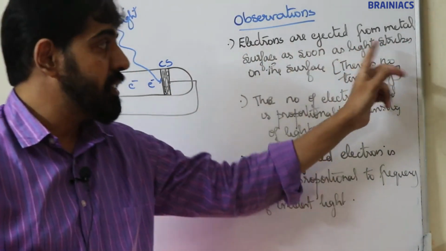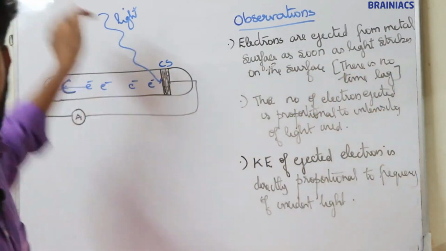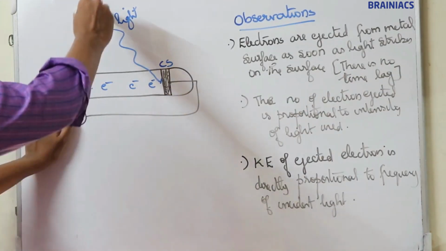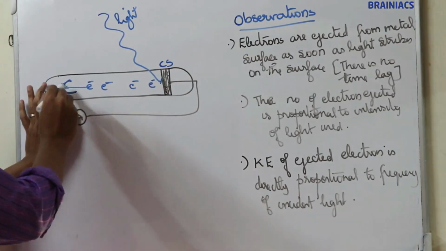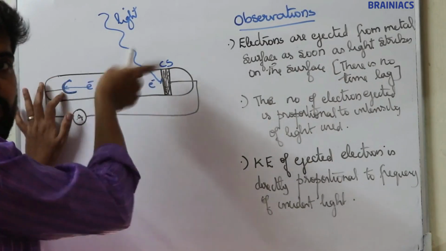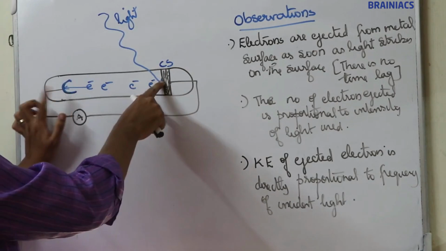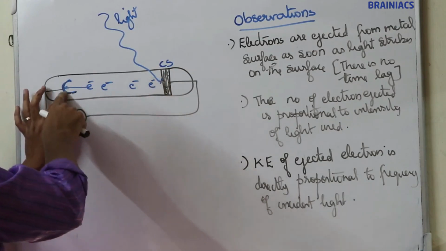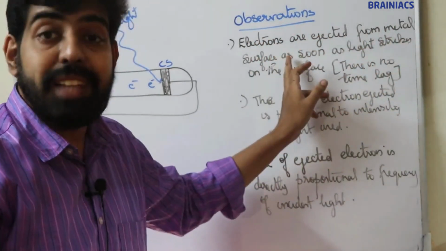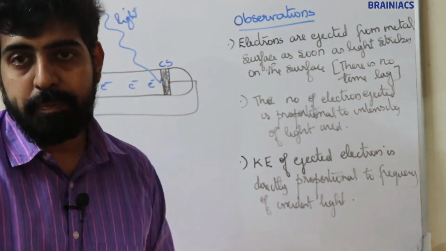Electrons are ejected from the metal surface as soon as light strikes the metal surface. There is no time lag. When light strikes the metal surface, he is detecting electrons here. When light strikes, suddenly electrons are ejected. That means there is no time lag. This is his first observation.